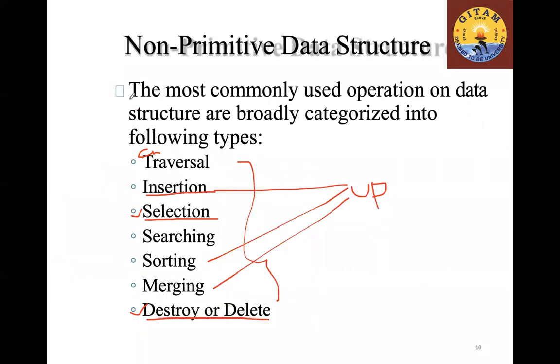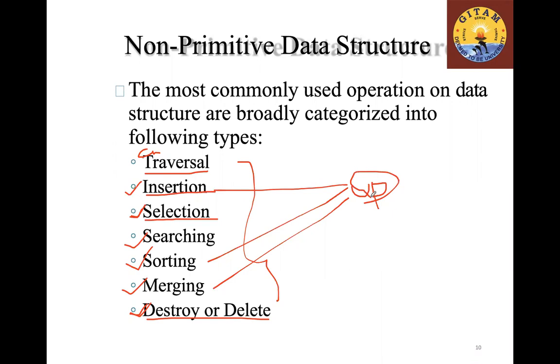And what can you do with the primitive and non-primitive data structures? In non-primitive data structures, just now I said that you can traverse, so you can go through each element. You can insert new elements. You can select which element you want, like searching. You can also sort them in ascending or descending order. You can merge different data structures. You can finally destroy them. See how many things there are, and insertion, sorting, and merging come under updation. You just verify this one.